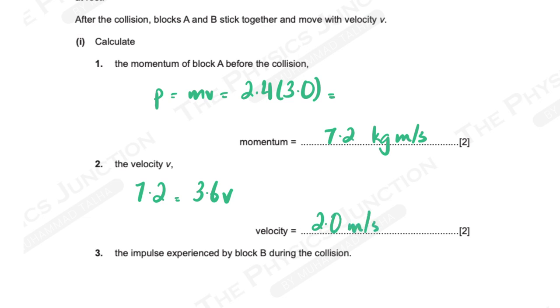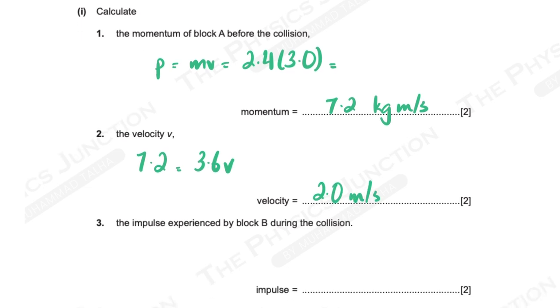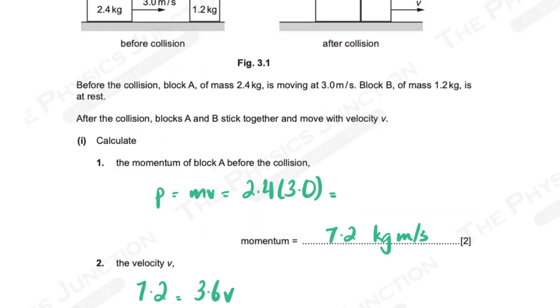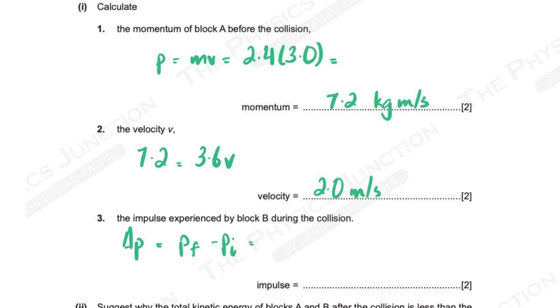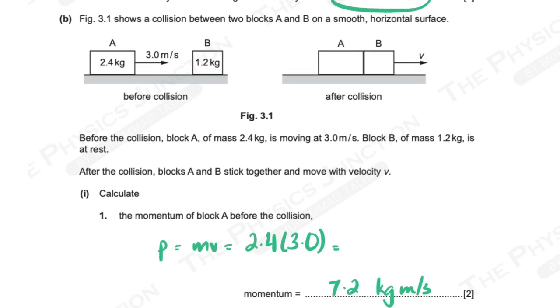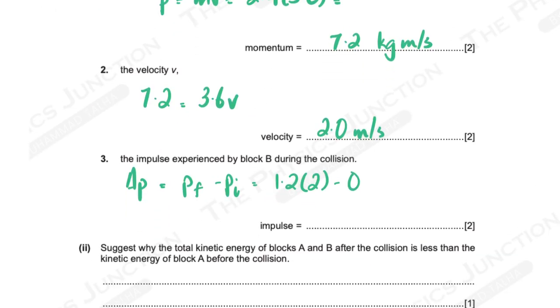Impulse experienced by B during the collision. Impulse is the change in momentum. We are doing this for B, so final minus initial momentum of B. For B, if you see above, it didn't have any initial momentum. So it's just the final momentum. I already have the velocity. I would just multiply by the mass of B. So this is 1.2 times 2 minus 0. Is it 1.2? Yeah, it's 1.2. So this turns out to be 2.4. Again, the same units as momentum, kg meters per second.